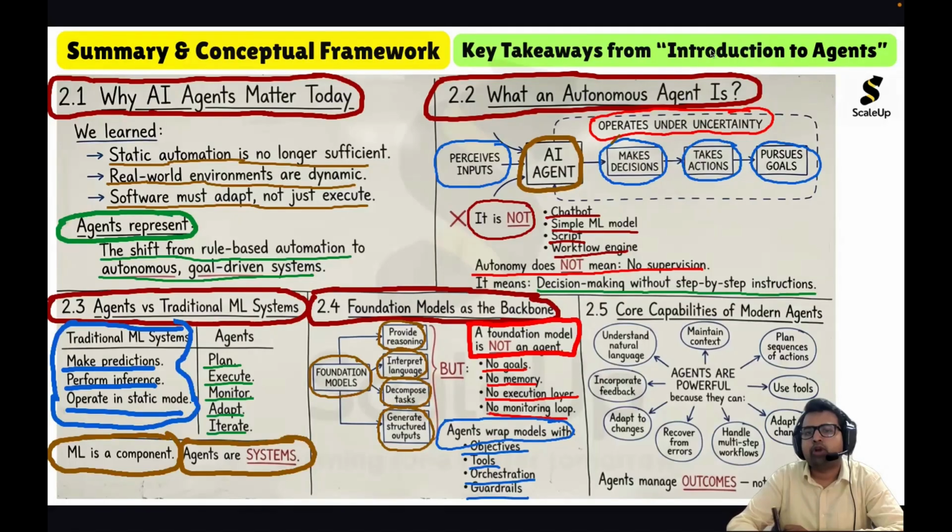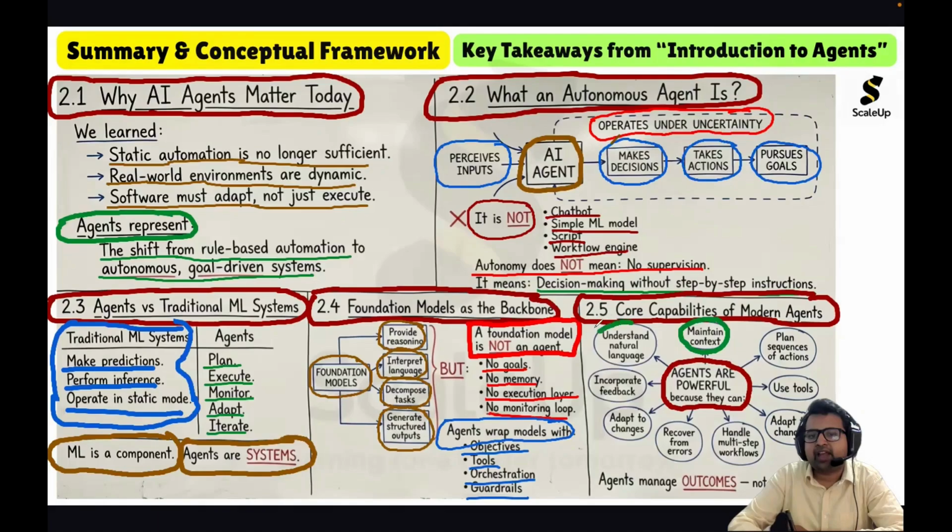Then in module 1 of the course, we looked into core capabilities of modern agents. So we saw that agents are very powerful. If we talk about the capabilities of modern agents, we saw that they can maintain context. They can understand natural language, that's very powerful. They can plan sequence of actions. They can make use of tools. They can adapt to changes.